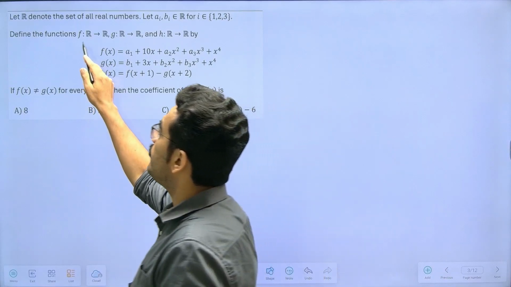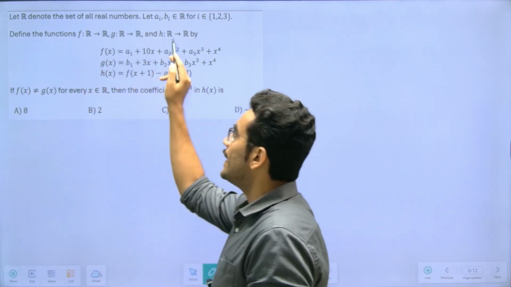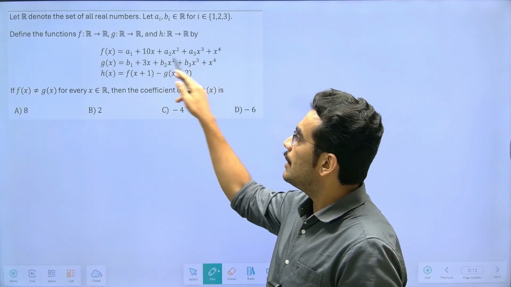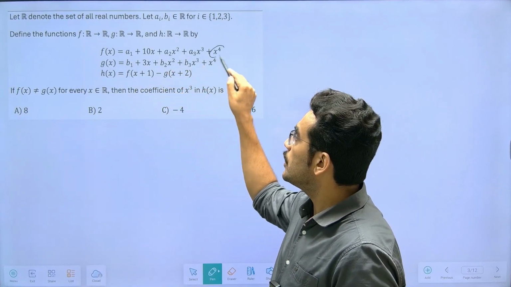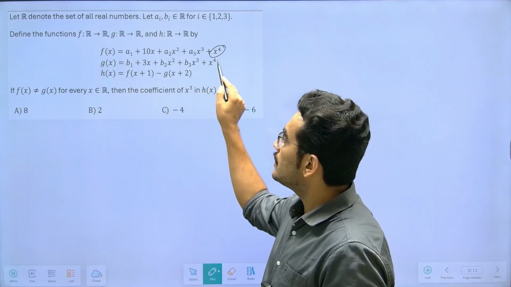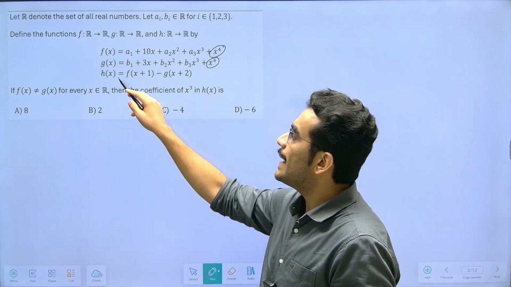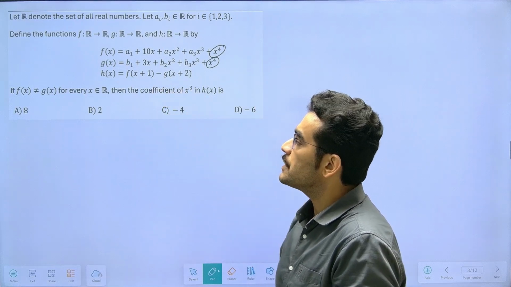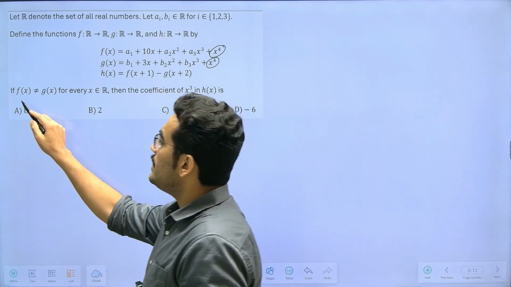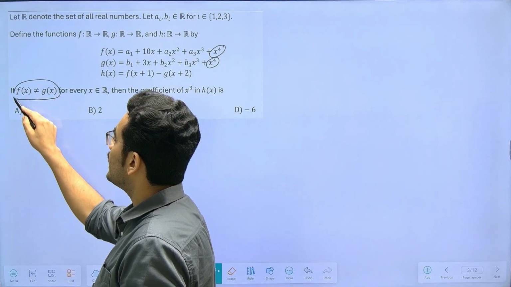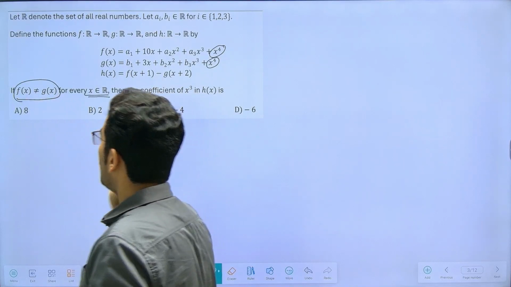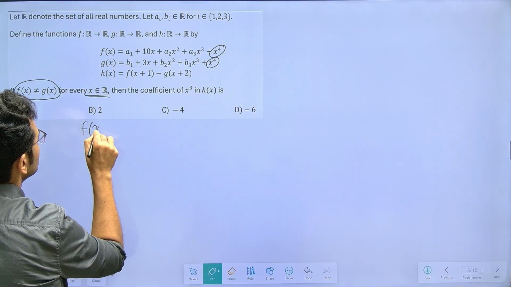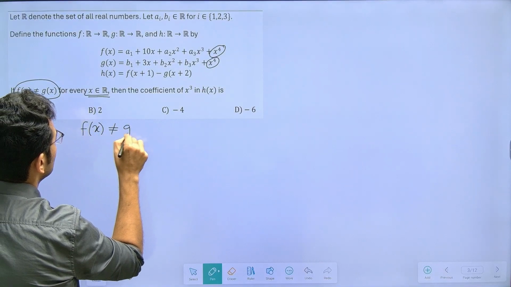Define the functions f: R to R, g: R to R, h: R to R by, we are defining the function. You see, this is a polynomial function, a fourth degree polynomial function. g(x) is another fourth degree polynomial function, and h(x) is f(x+1) minus g(x+2). Now it is given that f(x) is not equal to g(x) for every x belongs to R. So use this condition, f(x) is not equal to g(x).